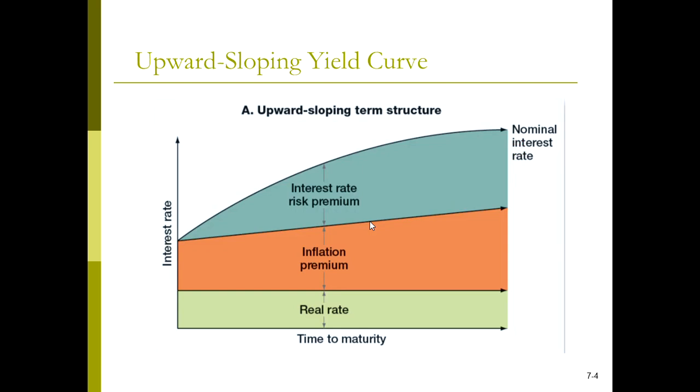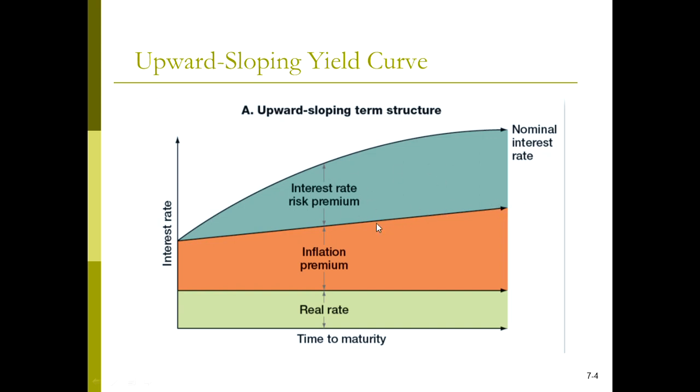For the upward sloping yield curve, the yield curve has three components. The first one is the real rate, which is a constant number. Then the second component is the inflation premium. Most of the time, people will think, oh, inflation will always increase in the future. There will always be some inflation. So the longer the maturity, the higher the inflation premium people require. So the inflation premium is an upward sloping curve.